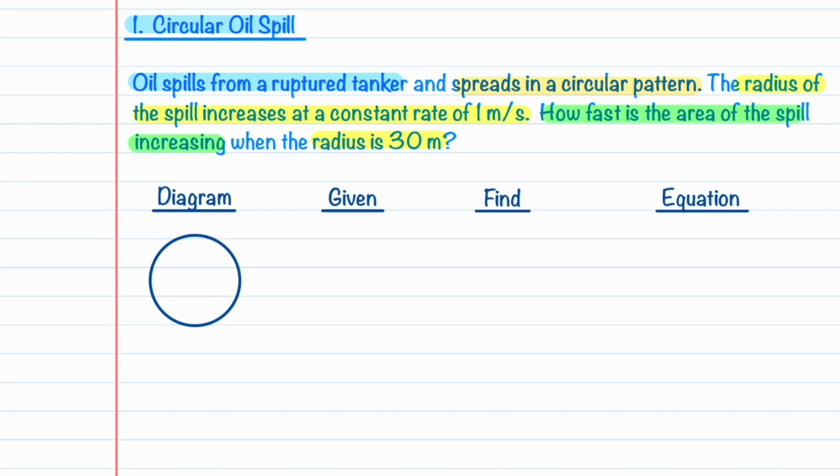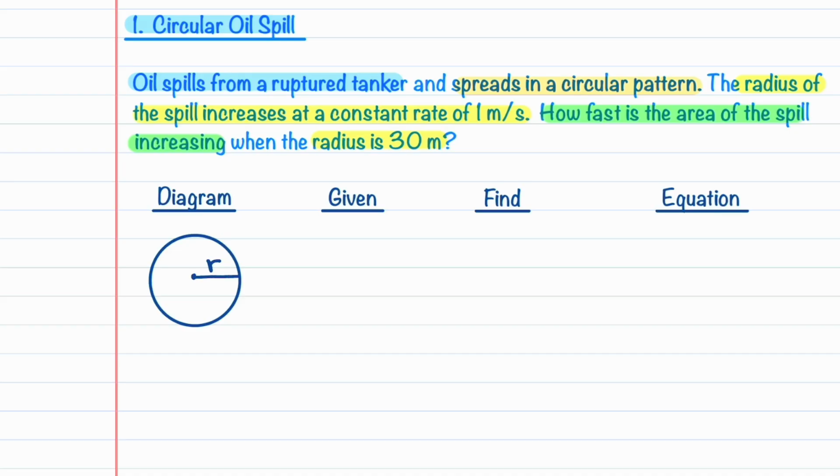Now that we've read the problem carefully, we want to go ahead and fill in these 4 categories that I've listed here with the information from our problem. Since the oil spreads in a circular pattern, I put a circle down here for our diagram. We need to assign a variable to this. If we talk about the oil spreading, we are looking at how the radius changes. So let's put an r down there for radius.